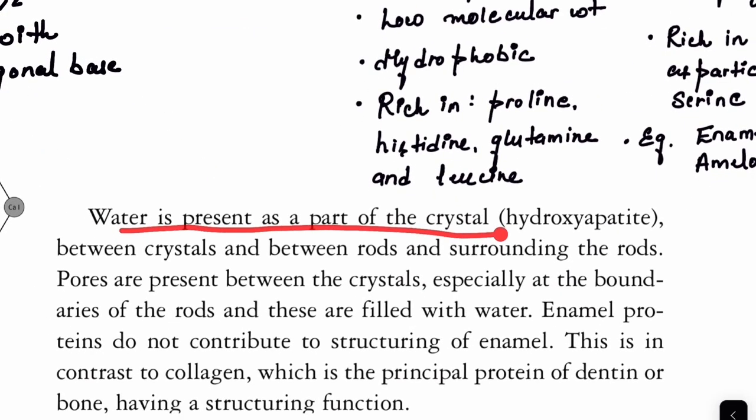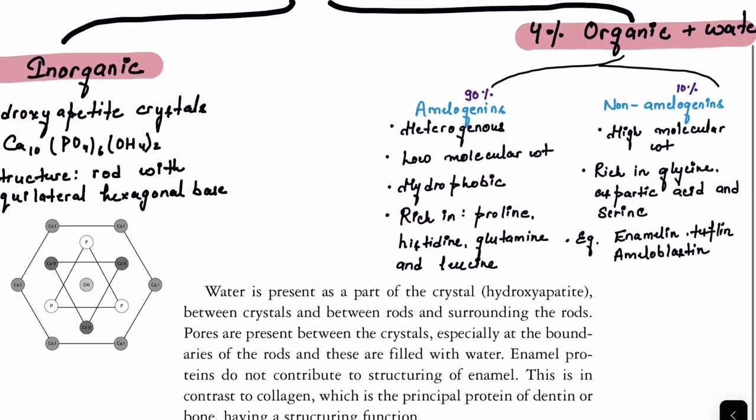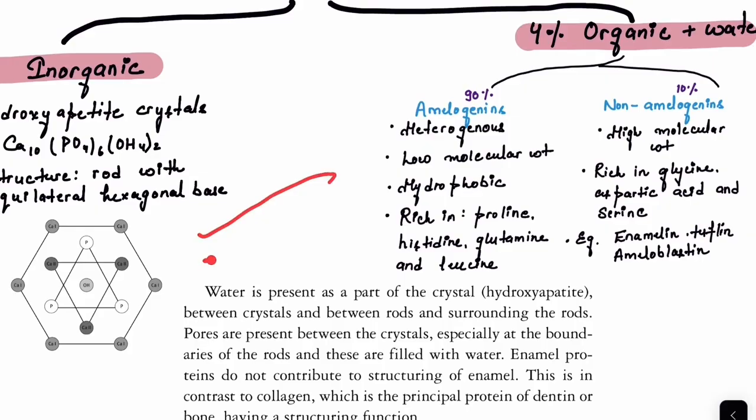Water is present as a part of the crystal, the hydroxyapatite crystal, in between the crystals and between the rods and surrounding rods. So basically, if I have an enamel rod over here, and this is composed of this crystal, right? So there will be, I'll just draw it using a pen.